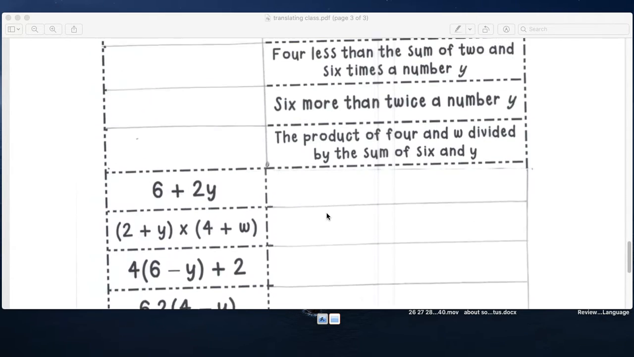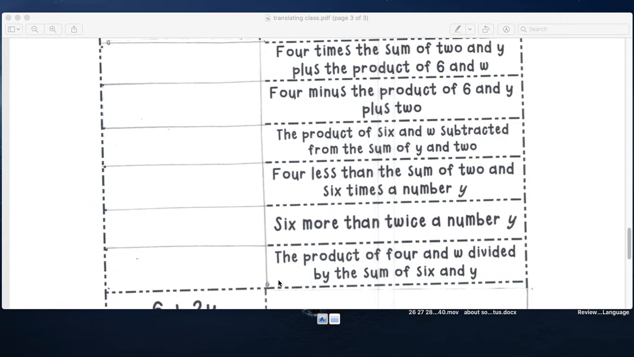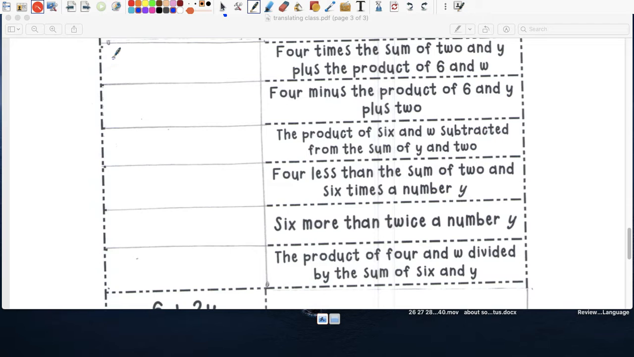I think the last page. Okay, so this one's a little bit harder. Well, just longer. So let's start with 4 times the sum of 2 and y. So put that in parentheses. 4 times the sum of 2 and y, plus the product of 6 and w. So that would look like this.